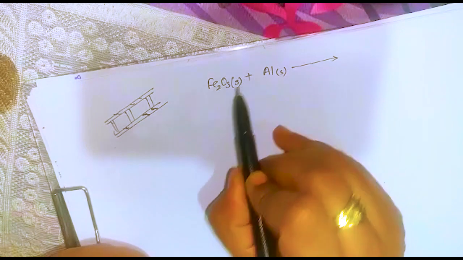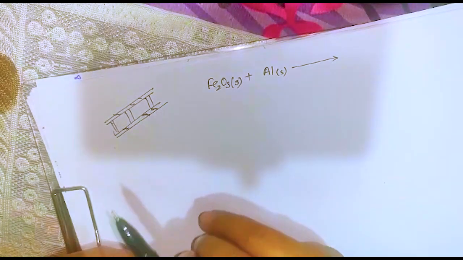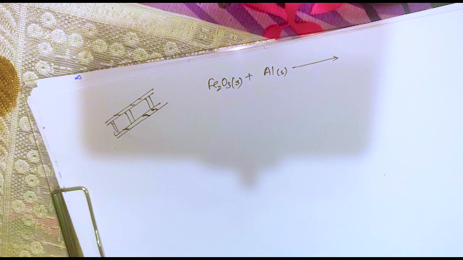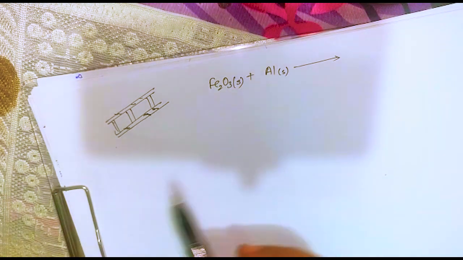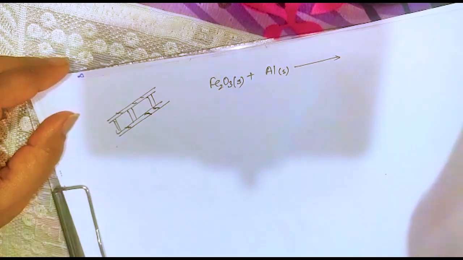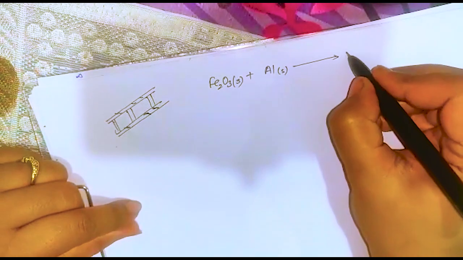Mixing these two powders will fill this crack. Okay, so this crack will be filled, and now let the train move on it. When the train moves on this, it will produce a high amount of heat. Due to that heat, this reaction will occur like this.